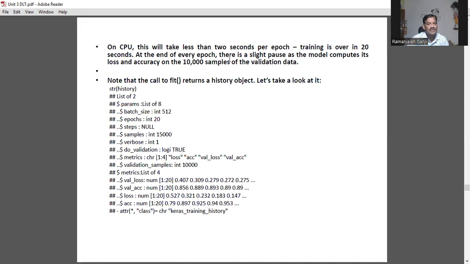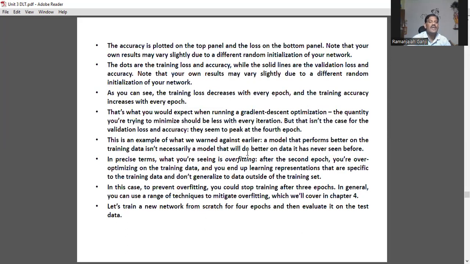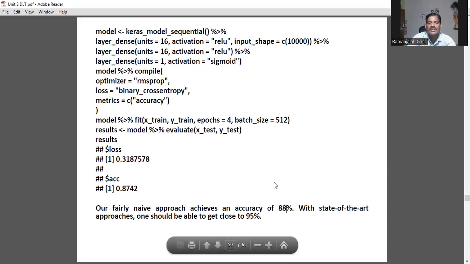At the end of every iteration, there is a slight pause as the model computes its loss and accuracy on 10,000 samples of validation data. See, this is a history object. It includes various parameters used to fit the model as well as data for each metric being monitored. This history object has a plot that enables us to visualize training and validation metrics by iteration. Plot of history. This is the plot.